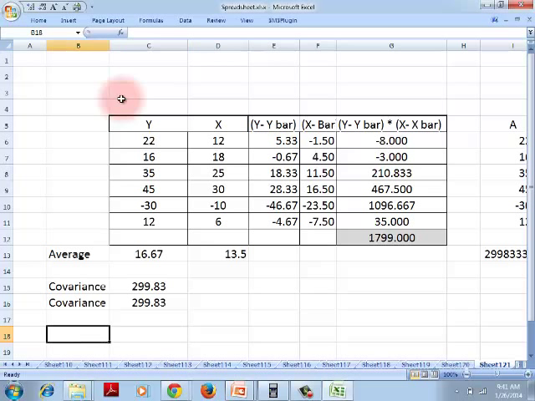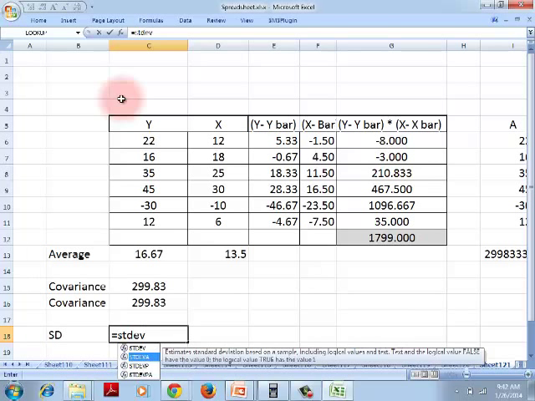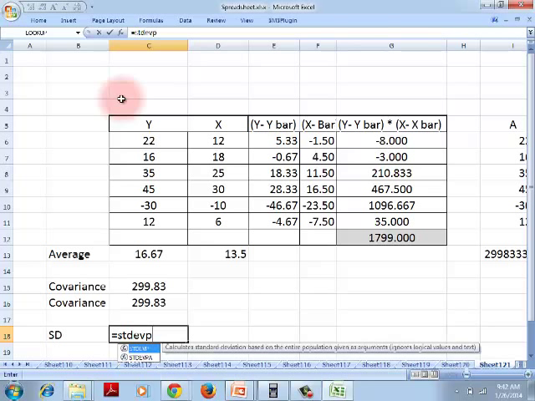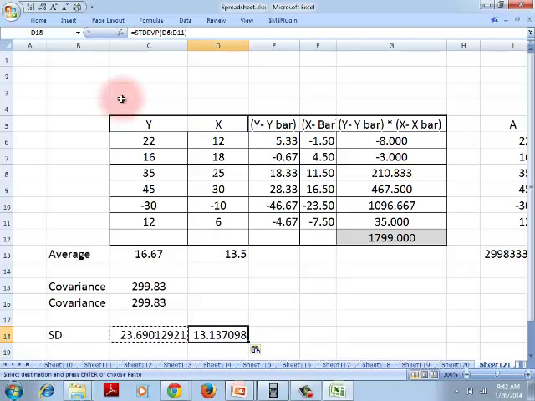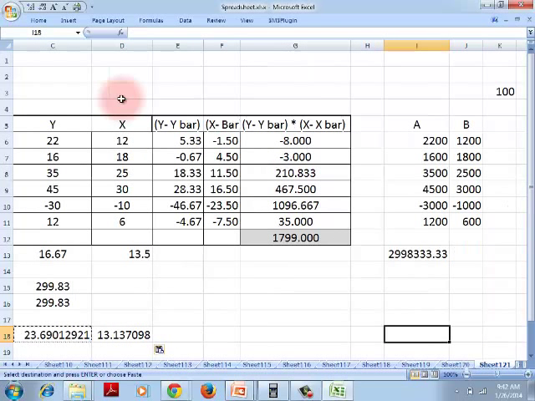What I'm going to do is calculate their standard deviations. To calculate standard deviation, I'm going to use a simple formula. Standard deviation P, which is the standard deviation of the population. So standard deviation of Y values here came out to be 23.690. Standard deviation 13. Okay, I'm just copy pasting that formula here. It came out to be 2369. It came out to be 1314.